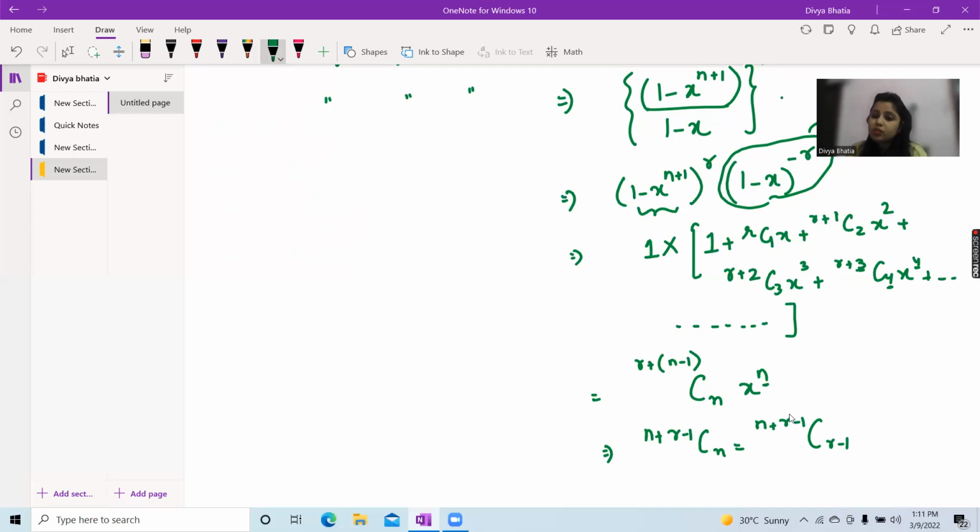And also, empty boxes are allowed. That is important. That means I can have 500, I can have 050, I can have 410, I can have 320. Empty boxes are also allowed, right? So this will be n plus r minus 1 c r minus 1.